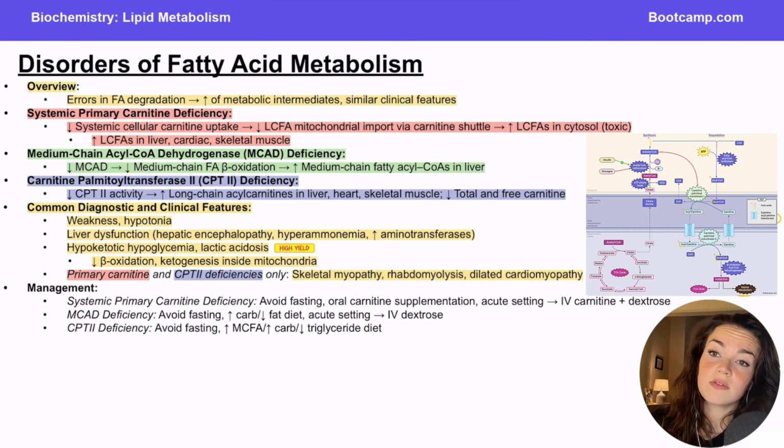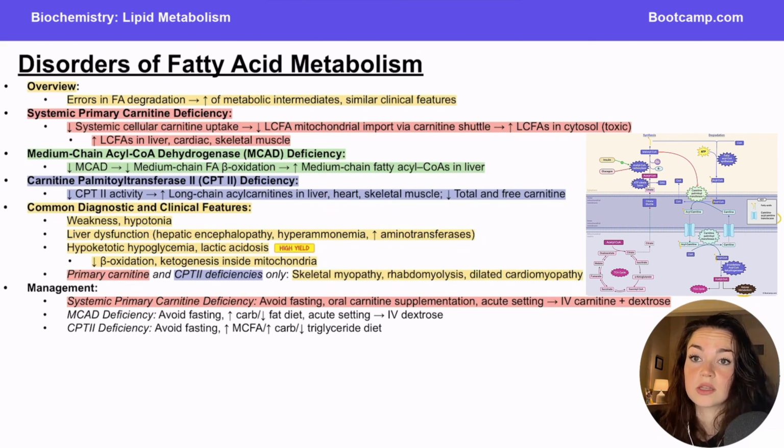Now, the management is going to vary slightly based on the disorder. So for a systemic primary carnitine deficiency, as well as all of these disorders of fatty acid metabolism, you're going to want to avoid fasting, right? Hypoketotic hypoglycemia is not a state you want to be in. It's low blood sugar. Your body has no way to compensate for it. The next most obvious intervention is going to be oral carnitine supplementation. And in an acute setting, this is going to look like IV carnitine with dextrose, right? You need to give them sugar to address the low blood sugar. You need to give them carnitine to address the underlying problem.